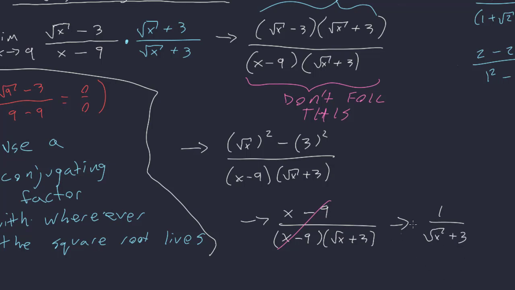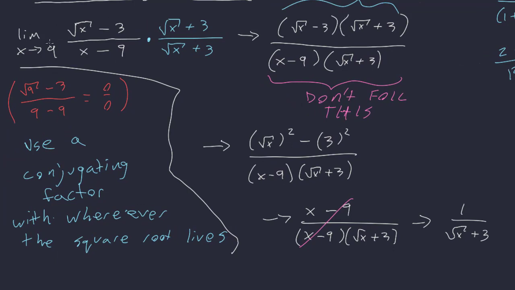Okay, and now we're left with 1 over the square root of x plus 3, and we can just plug in the 9 now. Right, so here we go. Let's plug in the 9. We'll get 1 over the square root of 9 plus 3, which is going to be 1 over 3 plus 3, which is 1/6, and there we go.